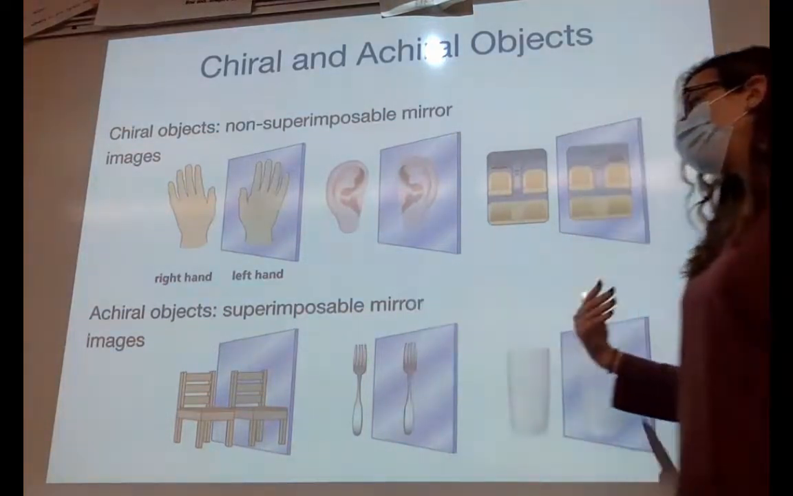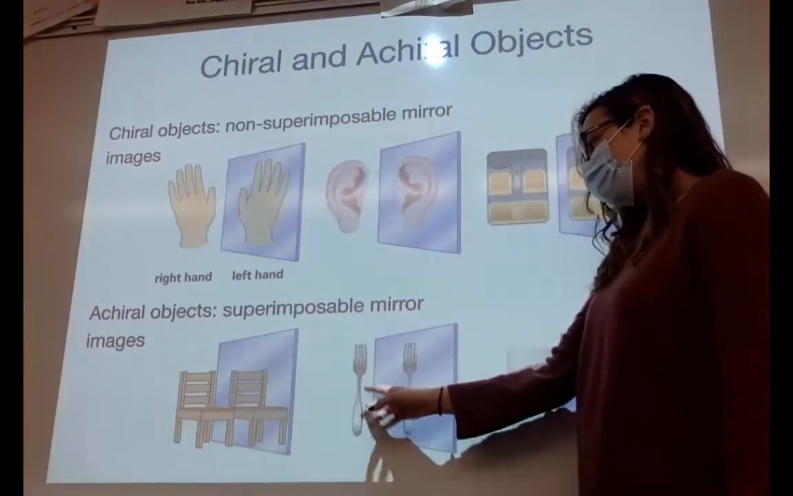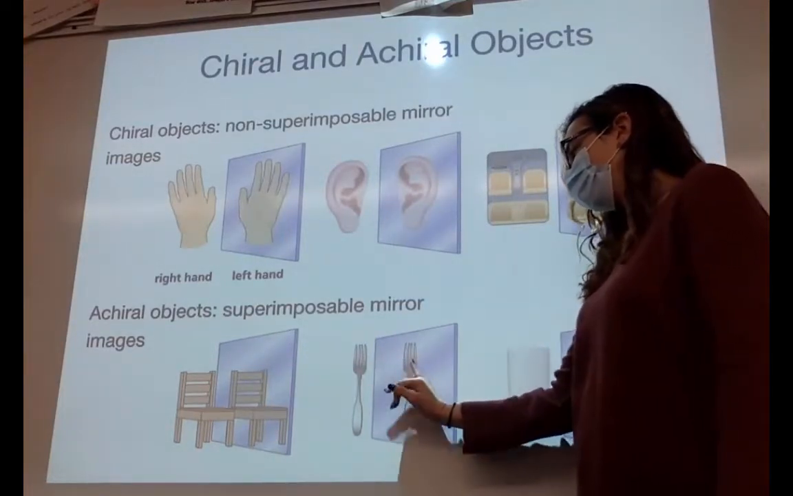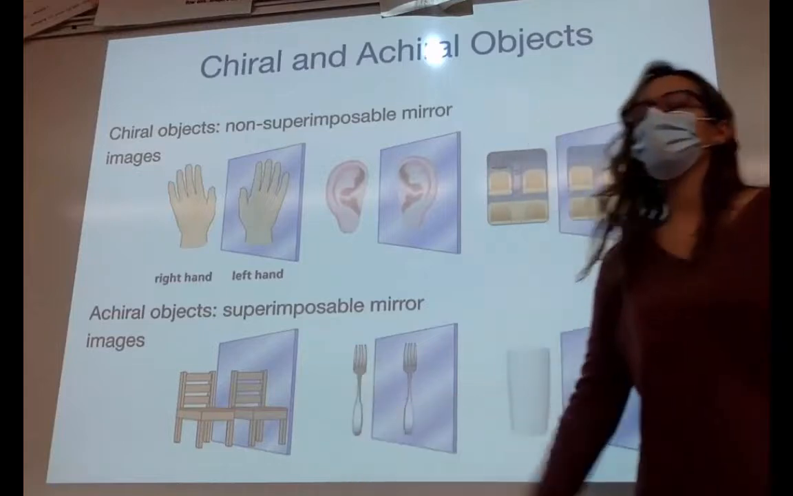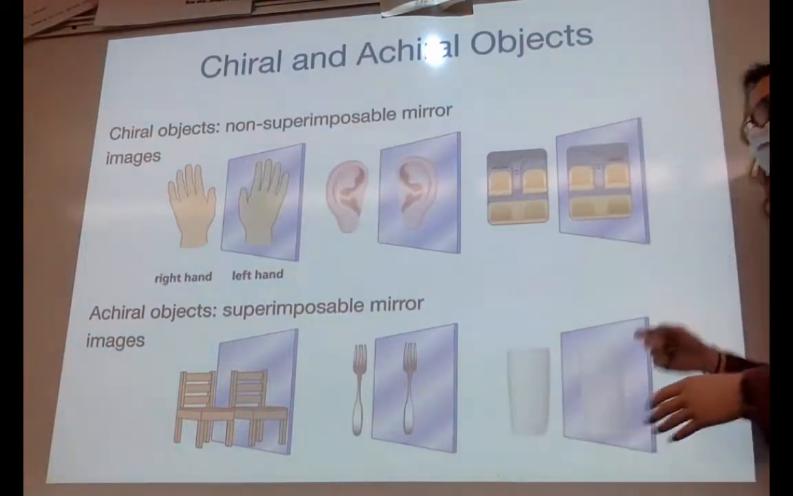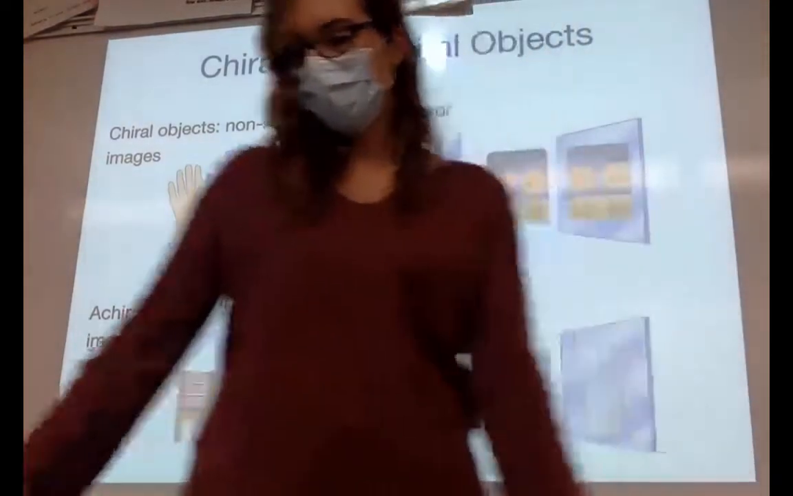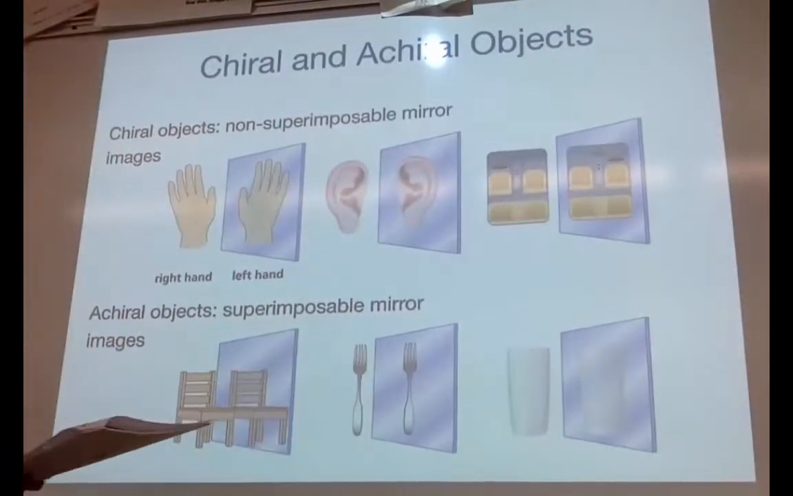Achiral has a superimposable mirror image. Look at the example of the fork. You have the mirror image. I could move the mirror image over and lay it directly on top of the other fork. It's the exact same thing. That's achiral, so its mirror image is not different from the original object. So that's chiral versus achiral, looking at the mirror images.